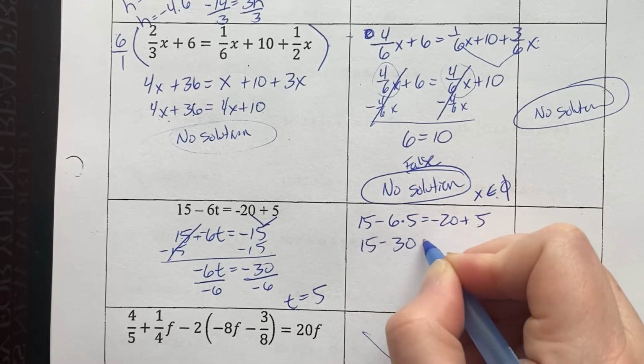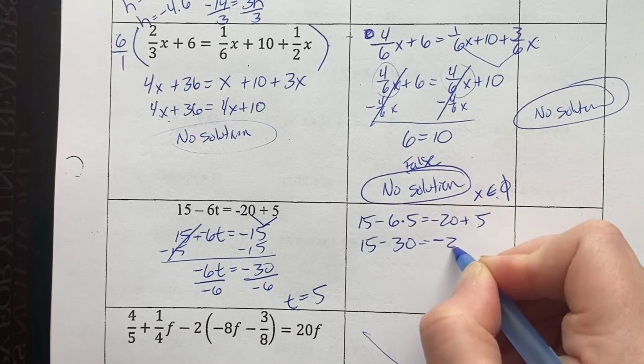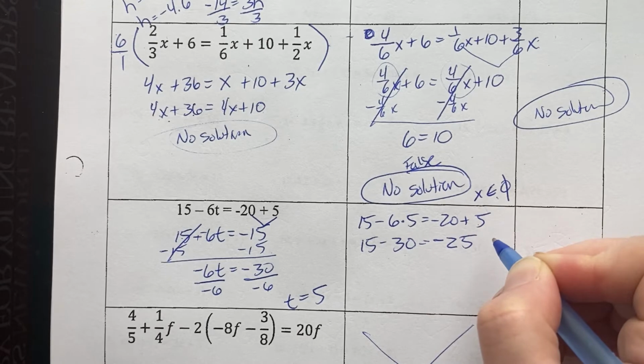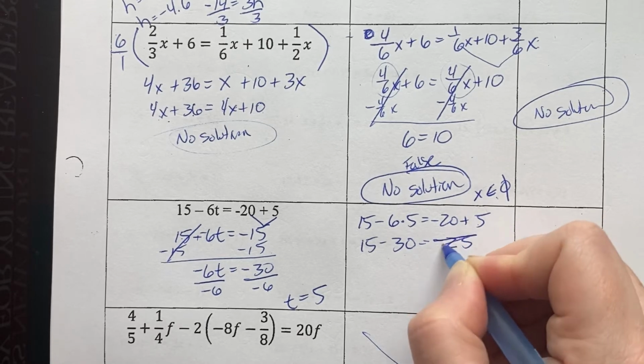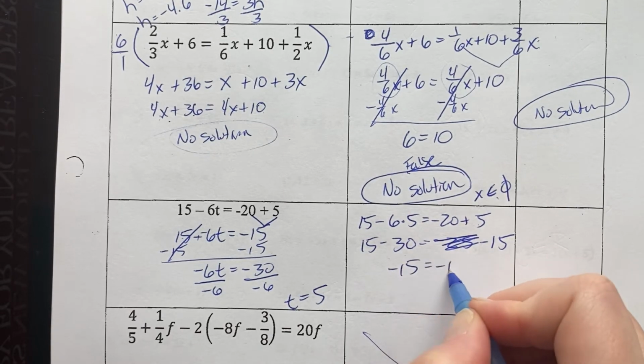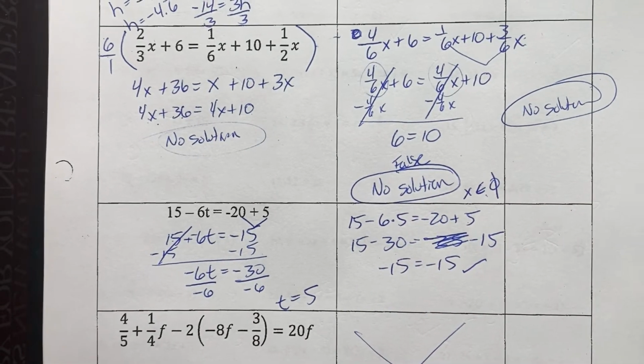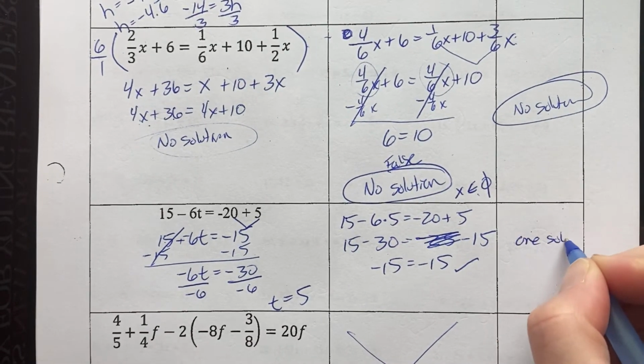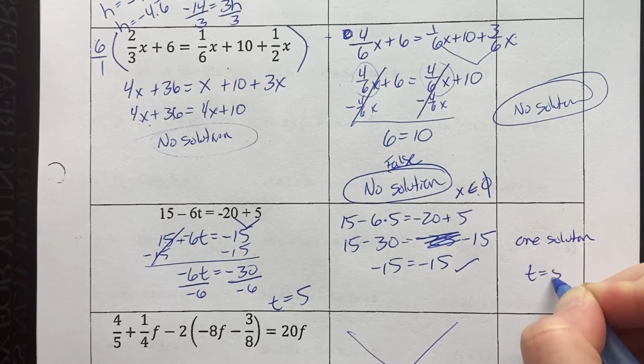15 minus 30 equals negative... That's not right. It's negative 15. Negative 15 equals negative 15. Yeah, make sure you do your math right. There's one solution, which happens to be t equals 5.